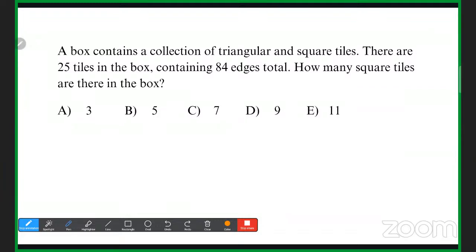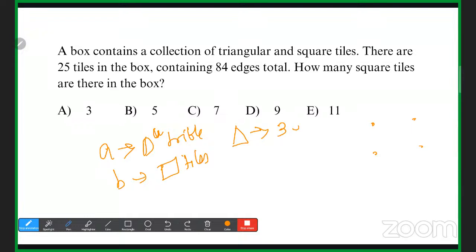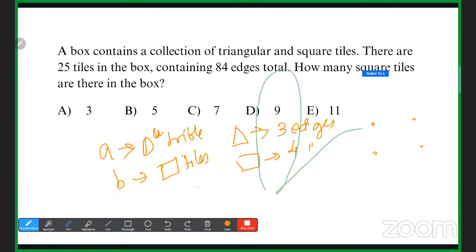A box contains a collection of triangular and square tiles. There are 25 tiles in the box containing 84 edges in total. We know that the edges are the corners, right? So, how many square tiles are there in the box? Let A be the amount of triangular tiles and B be the amount of square tiles. Is it clear? We know that a triangle has 3 edges and a square contains how many edges? Ma'am, 4. 4 edges. Good. So we have a system of equations.